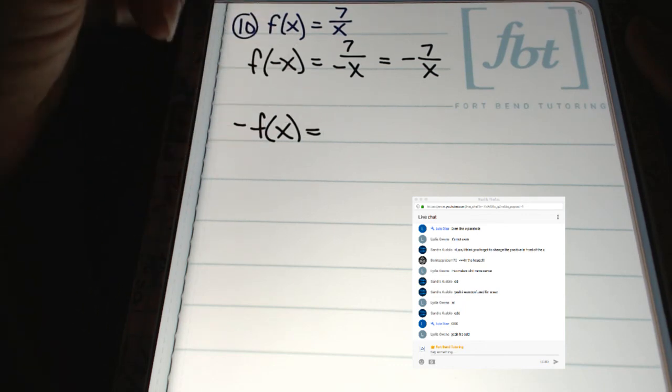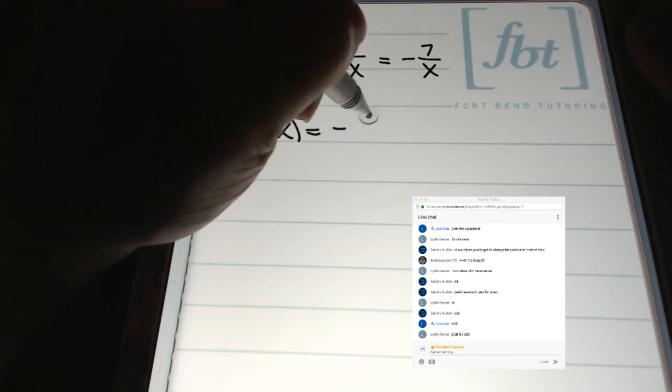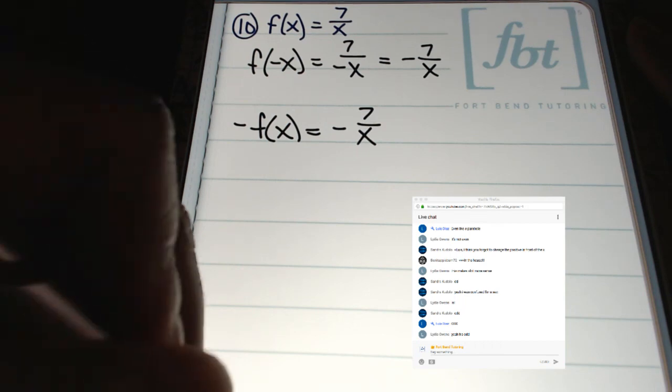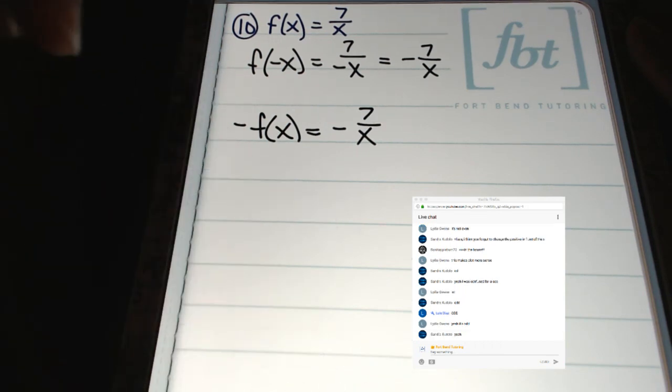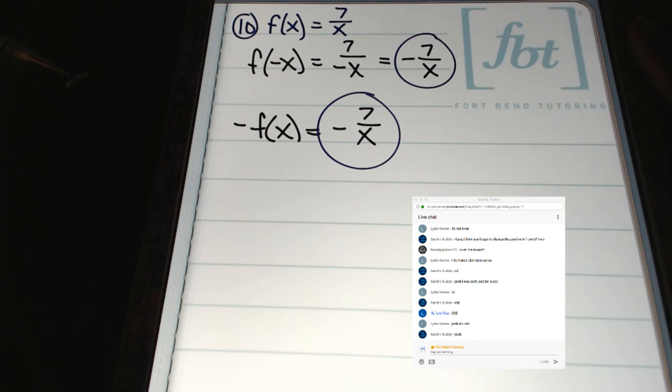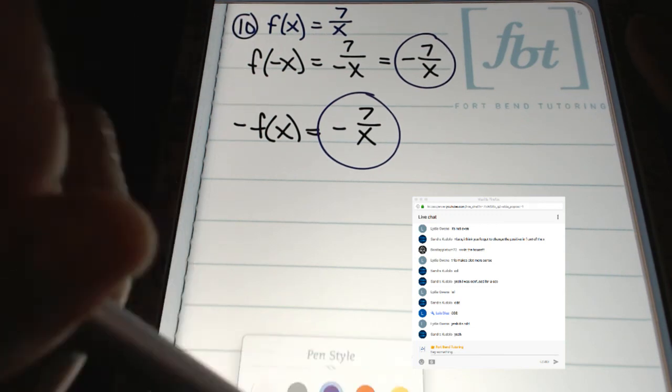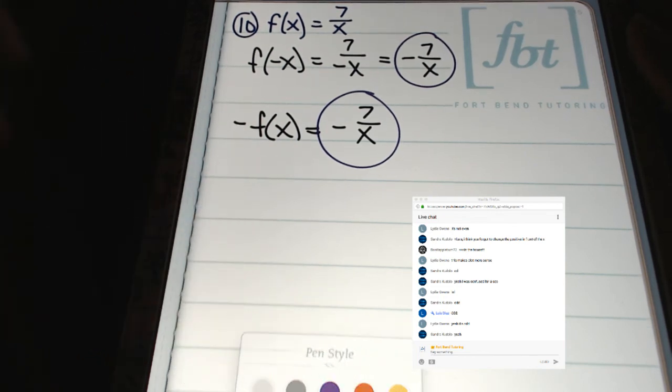If I take the original function and I just put a negative sign in front, it looks as though we have congruency with f of negative x. That's what's going on. It is the same value as the opposite of the original function, which is also negative 7 over x. And if f of negative x is equivalent to the opposite of f of x, you're dealing with an odd function. Let's go ahead and recap that summation of the rules again.